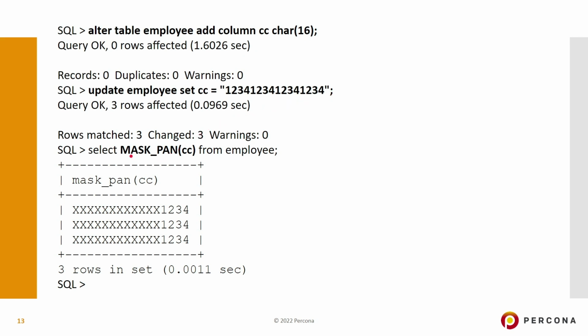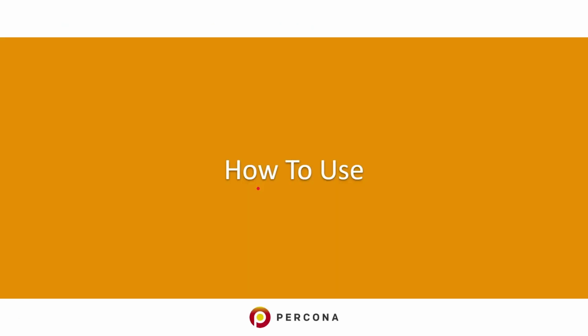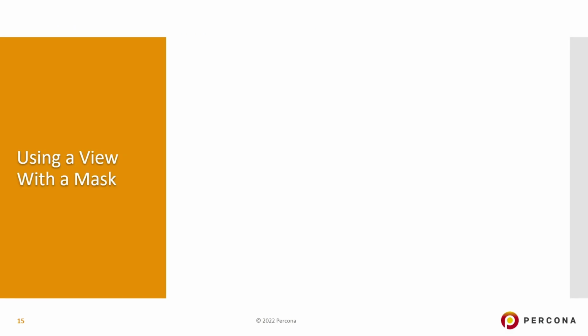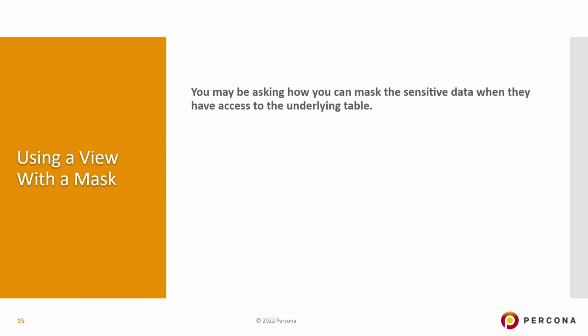So when we run mask pan, the identifier number that we have there on CC, you notice we just get the last 4 digits. Now, how do you use this in real life? If you haven't used a view before, we'll talk about that in just a second. So you might be asking, well, how can you force someone to use a mask? I mean, if they have access to the data, they have access to the data. And that's not very secure.